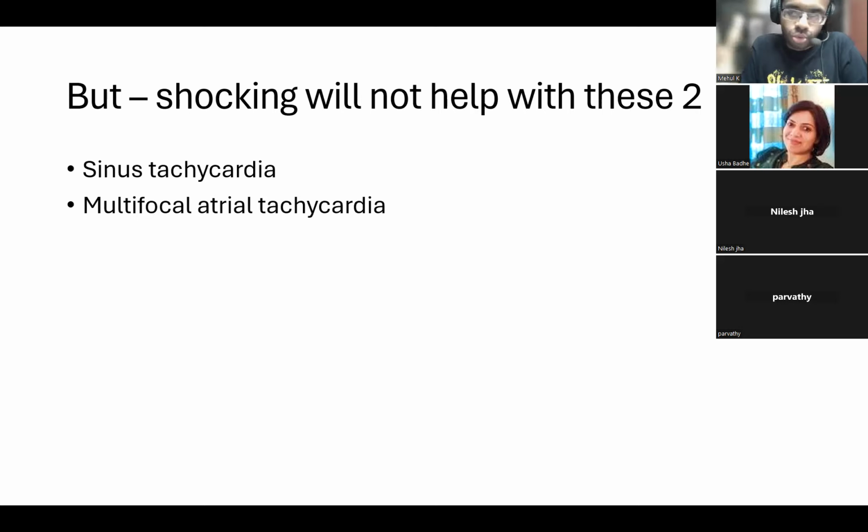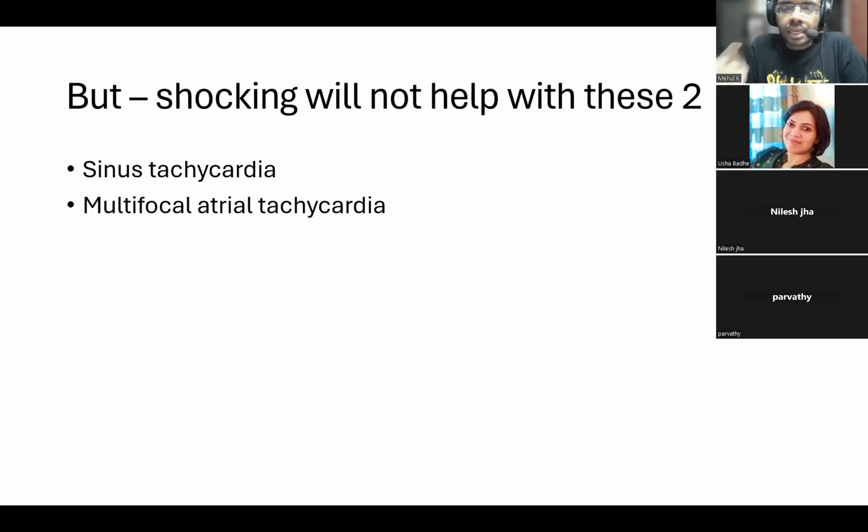Electricity doesn't help with two things. One is sinus tachycardia, second is multifocal atrial tachycardia. In both of these, the management is going to be to try to fix the underlying etiology. So in sinus tachycardia, whatever is causing it, like sepsis or a GI bleed, obviously your antiarrhythmics are not going to help in any way with those kinds of conditions. And multifocal atrial tachycardia is generally due to underlying COPD, and you have to address that.